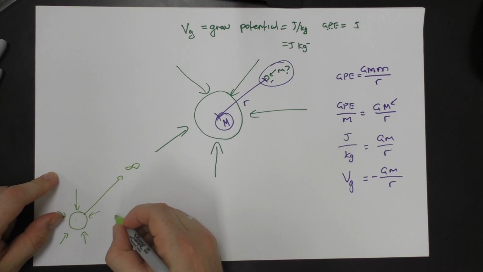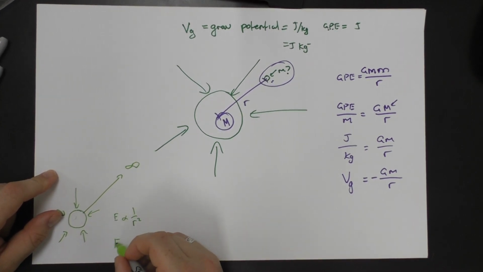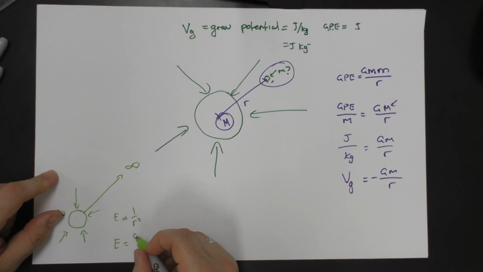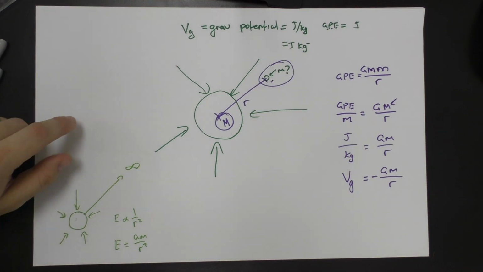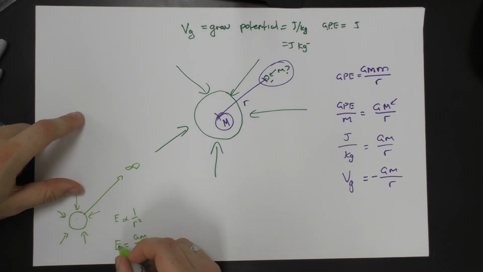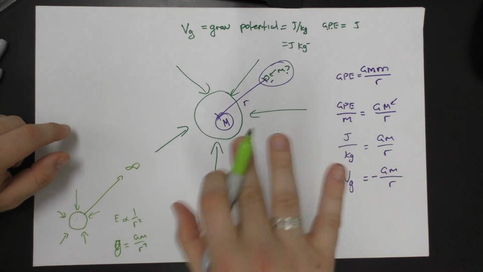Because remember, field strength is proportional to 1 over r squared. That's because of the equation E is equal to Gm over r squared. If you don't know where that equation comes from, go back and have a look at some of the other videos. Obviously, you can say that's G, but sometimes we say E for field strength, especially when we're talking about electric field strength, but we'll come to that in another video.